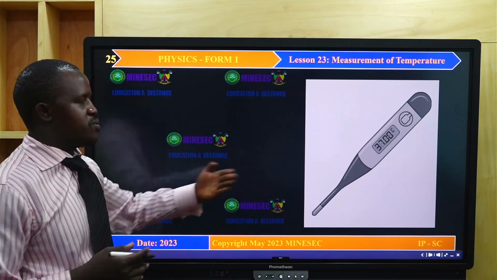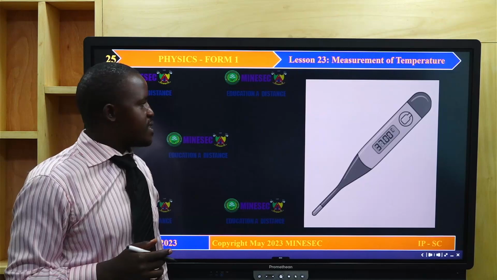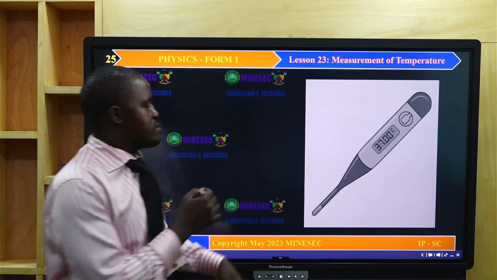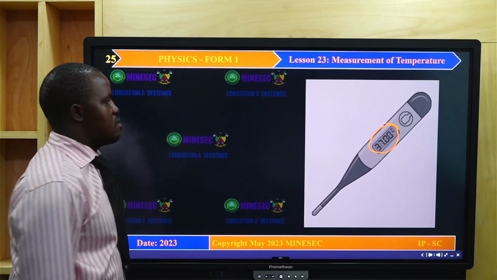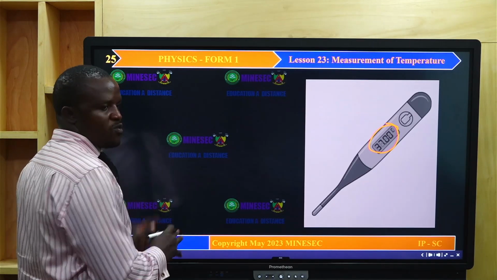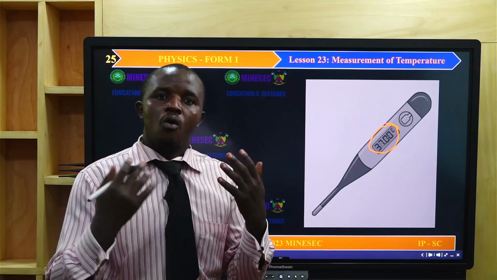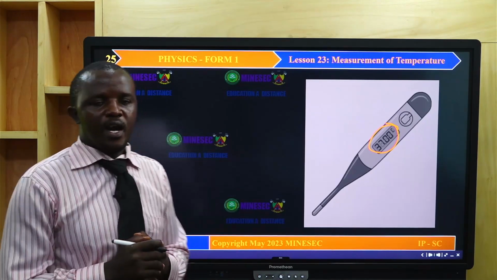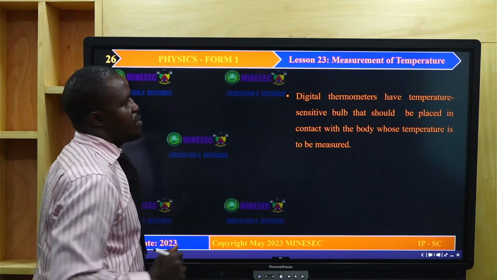I don't know if this one they put in the armpit, but just bring it close to your ear. For digital thermometers, what it does is that it indicates a reading on the screen here. Okay, so I've talked about the liquid in glass thermometer that can contain alcohol or mercury in it. We have talked also about the digital thermometer, and I've said something about it.